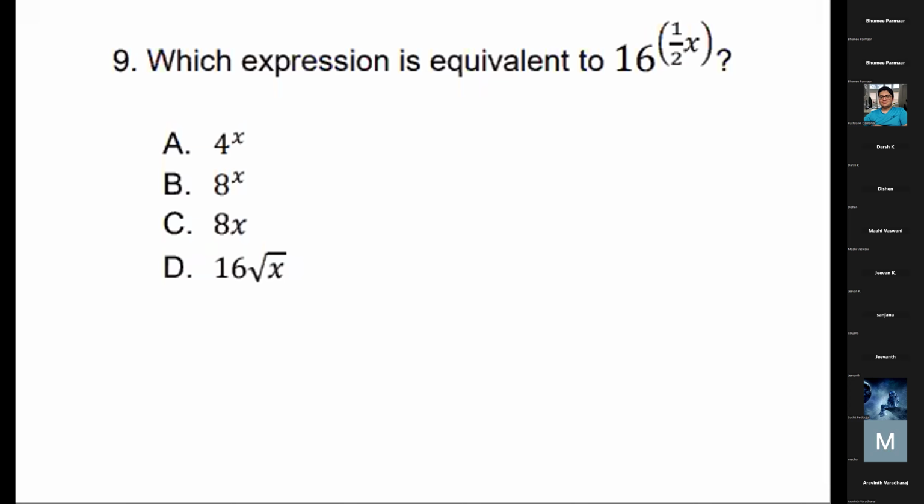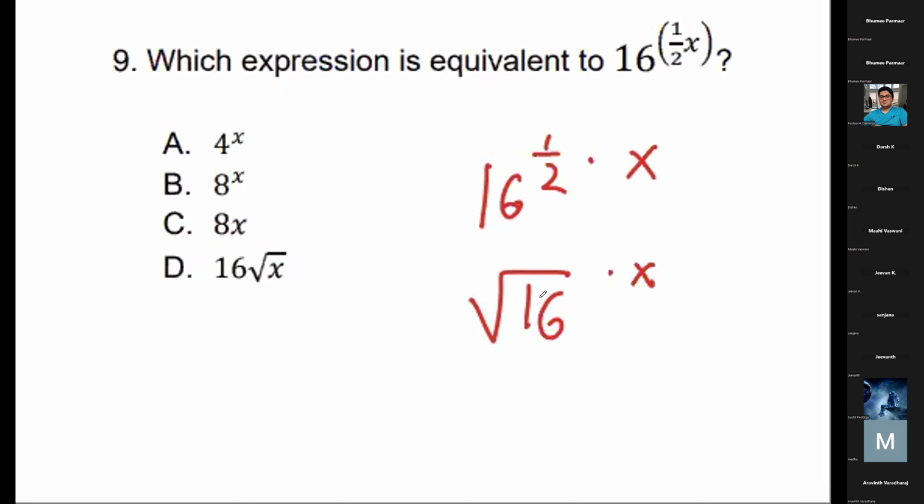So question 9 is just exponent rules. 16 to the power of 1/2 times x is the same thing as 16 to the power of 1/2, times x. And 16 to the power of 1/2 is the same thing as the square root of 16 times x. The square root of 16 is 4, so 4 to the power of x, which is answer choice A.